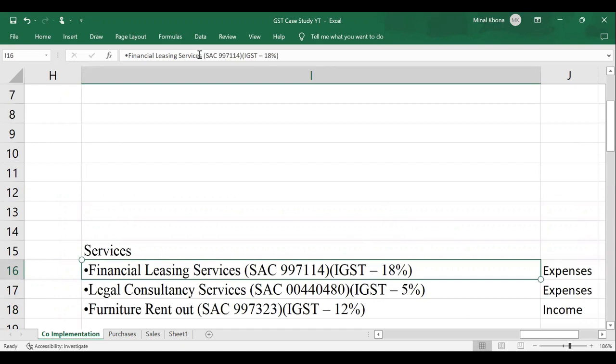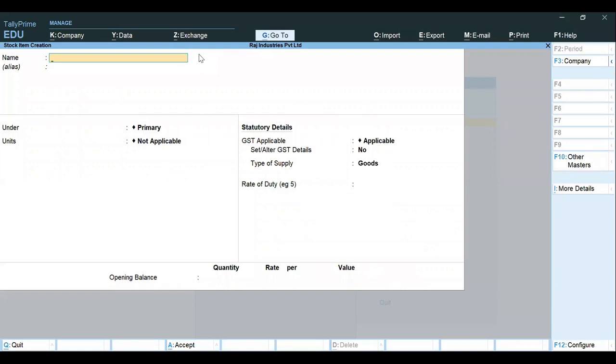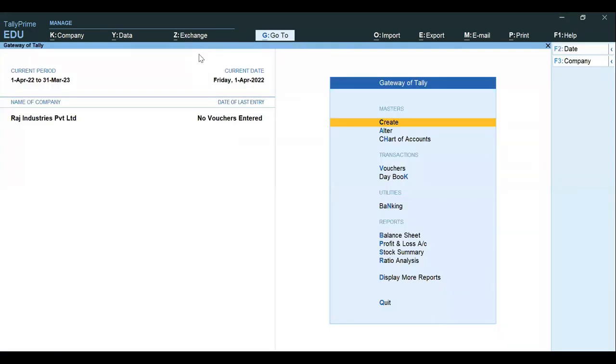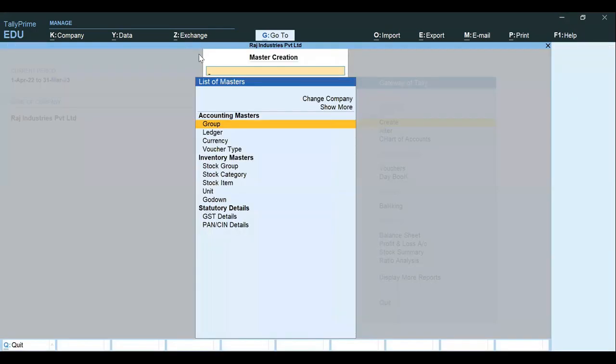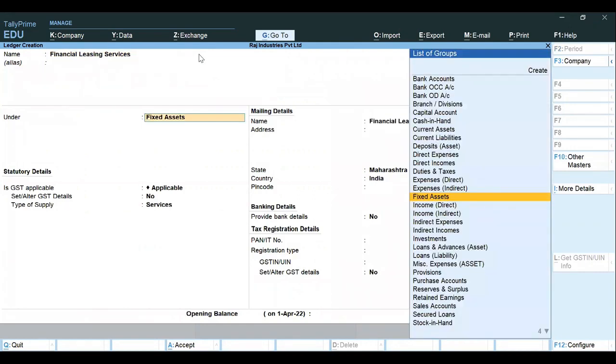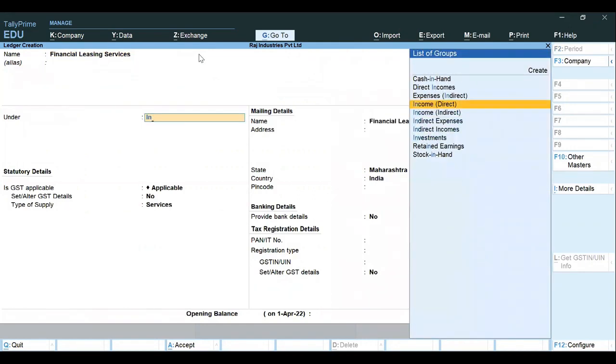All right, let's see. If I have to create any service ledger, I will have to now come out of my stock screen. So this is my stock creation screen. I just have to click on escape, come back to gateway of tally, click on create ledger. In my normal ledger, I'm going to create financial leasing services. Now this is my indirect expenses.